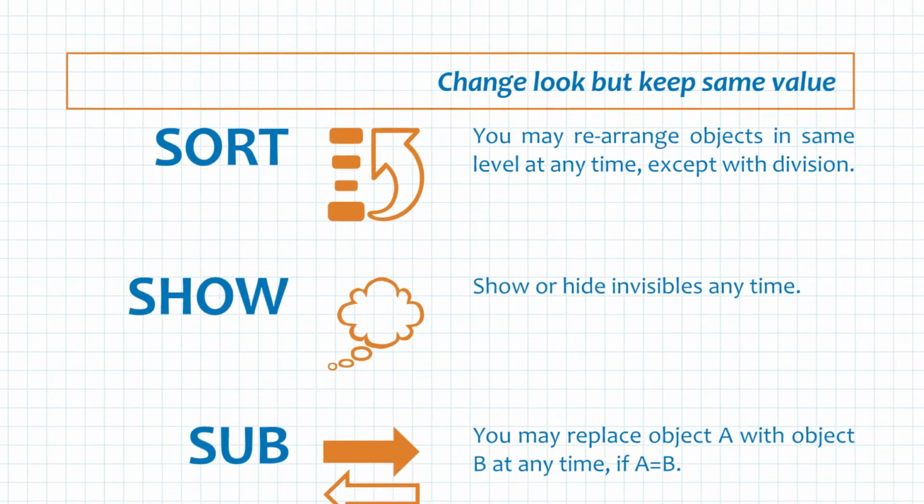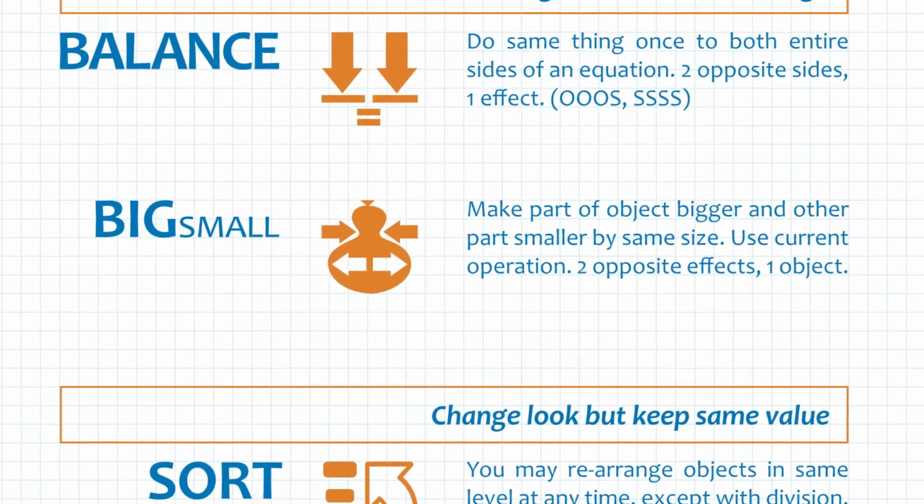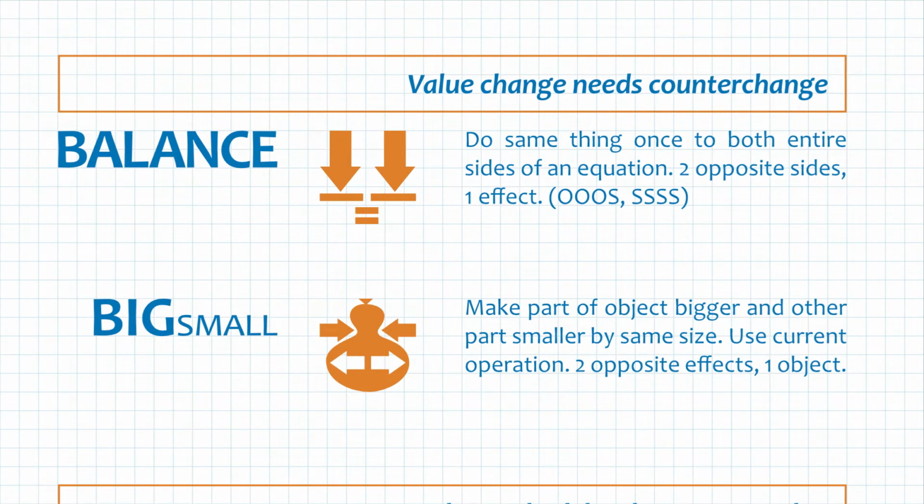The third principle is value change needs counter change. This is like the law of conservation of energy, where we can neither create nor destroy energy, just change it from one form to another. We must always keep total value. Let's look closer at the 2 actions in this category.